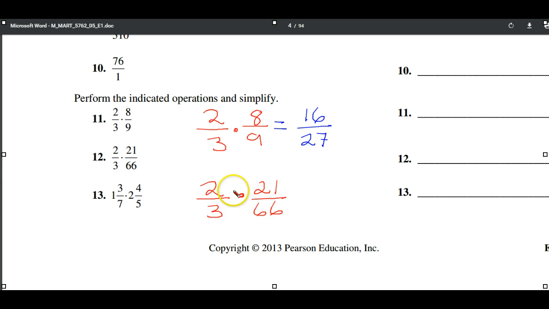But for this one, when we do 2/3 times this, we can do some cross-canceling. Here we know 3 will go into 3 once, and 3 will go into 21 7 times. 2 will go into there once, 2 will go into there 33 times. So now we can't cancel anymore. It's the numerators, which is a 7, and our denominators 33. And again, if you've canceled out here, once you get to this part, there's no more simplification.